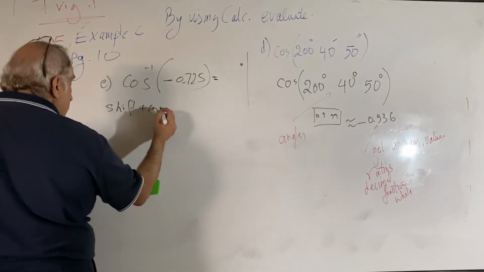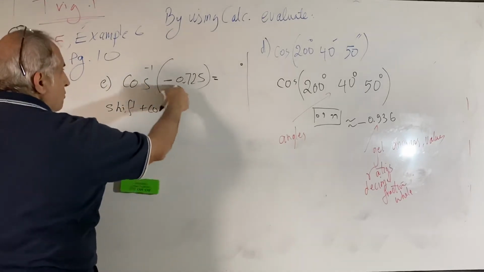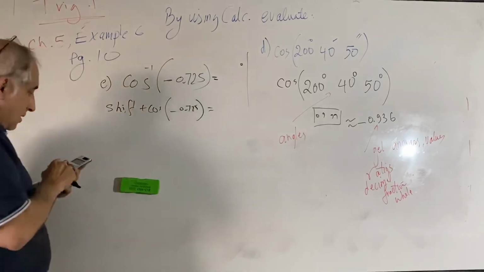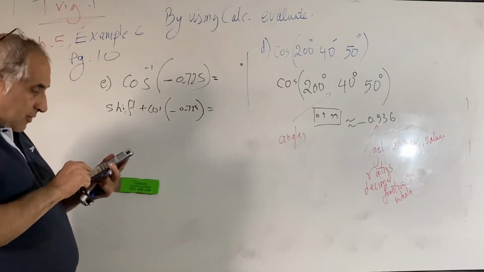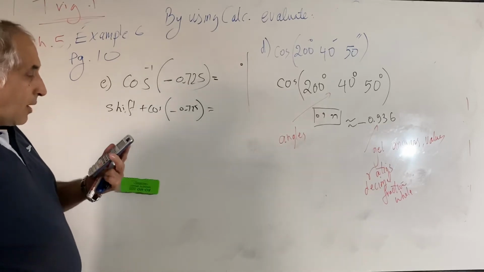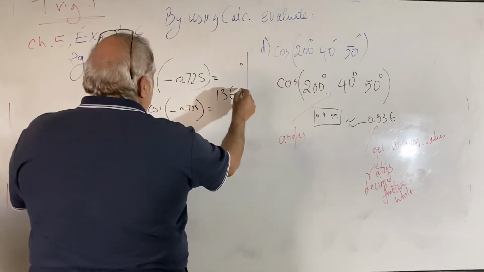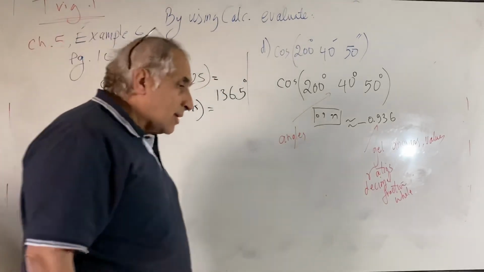And then the calculator will open the bracket. You put this one, close the bracket. Negative 0.725. Close the bracket. Wow. My answer is 136.5 degrees. That's if I want the answer in what? If I want it in degrees.